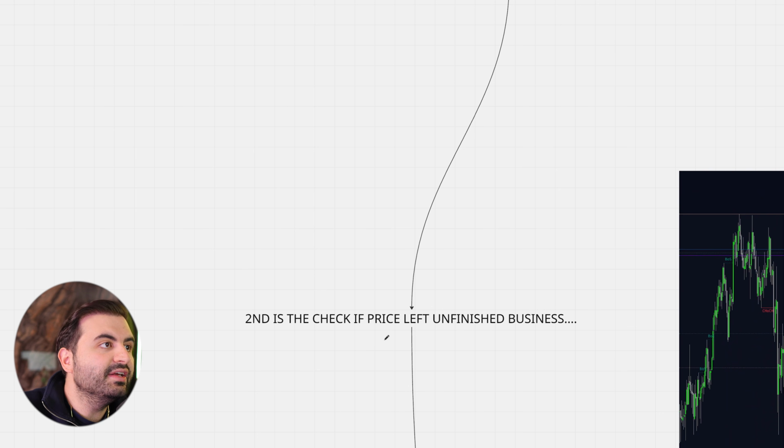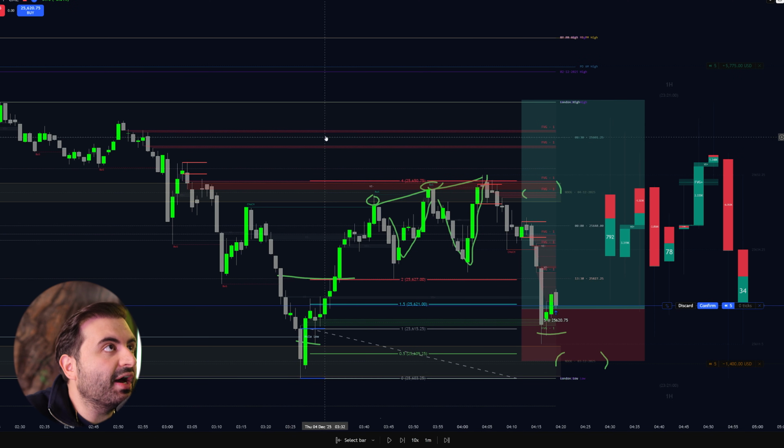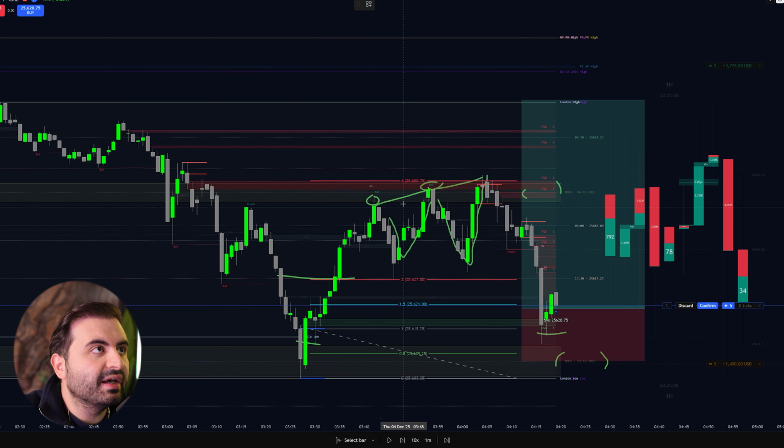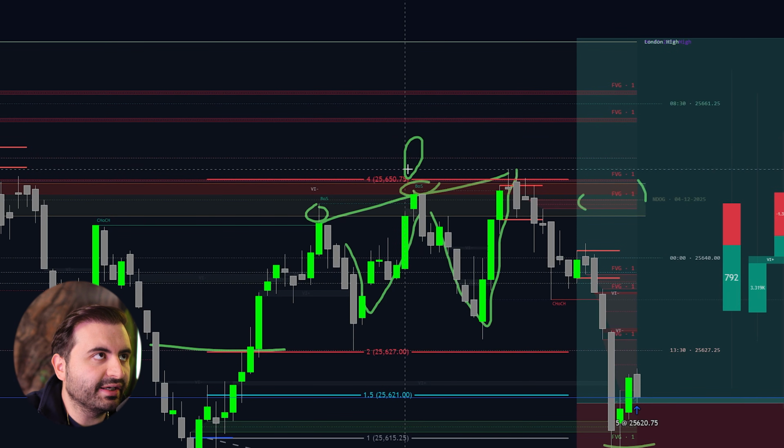And second, check if price left unfinished business. What is this? What is unfinished business? So you can see that we clear out everything here, right? We took the liquidity levels. So if one of those stops, this one, right? So let's say we get this candle like this.